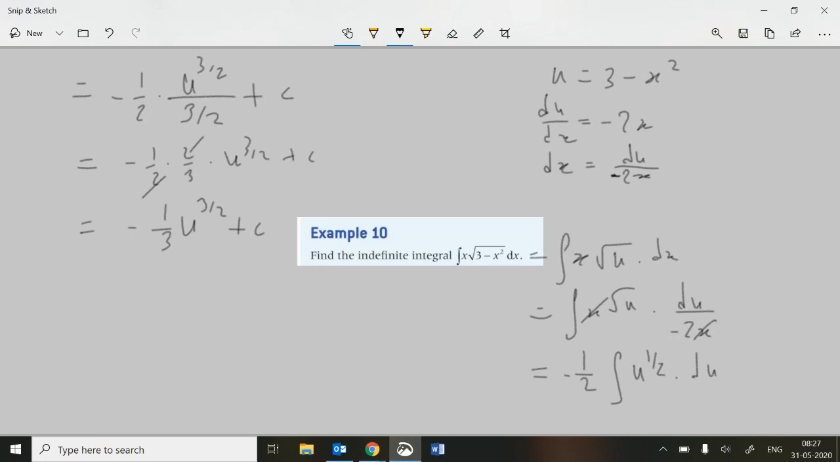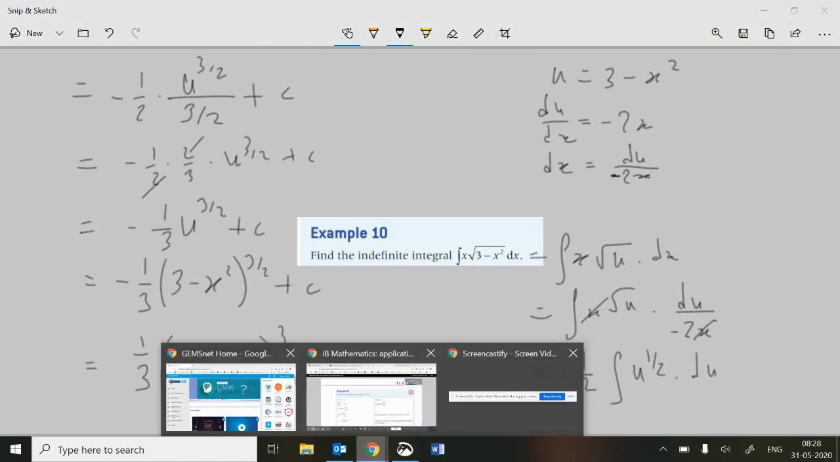Now, we've got one final step to do because this question said nothing about u. U is something which we invented here. So we need to replace u again. So we need to call this minus a third, and the u was 3 minus x squared, to the power of 3 over 2 plus c. And that's fine, of course, to leave it like that. Although, if you wanted to, you could put it in a different form. Say this is the square root of 3 minus x squared all cubed plus c. That would be the same thing, and both would be right.